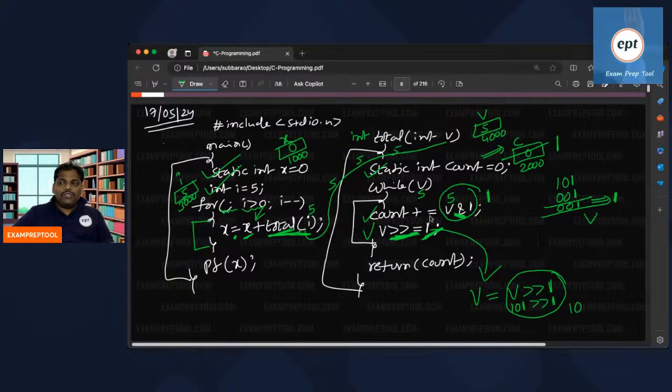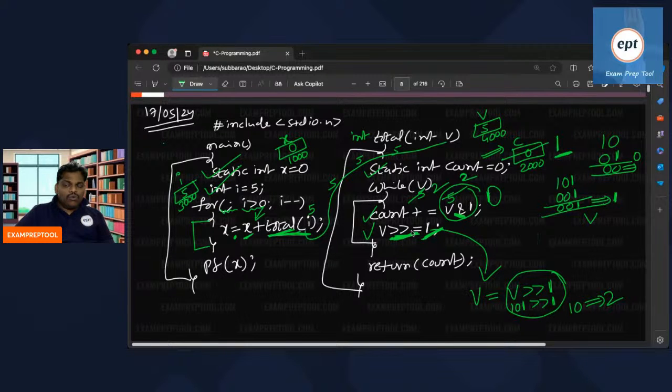Remember. Now continue this while loop. Previously V was 5, that is 101. Now V became 10. 10 means 2. So this 5 became 2. Now, whenever you are doing count is equal to count plus, this V value becomes 2 now. 2 AND operator 1. 2 means 10, end operator with 1. If you do this, it becomes 0. Now count is equal to count plus 0, so nothing will increment here.